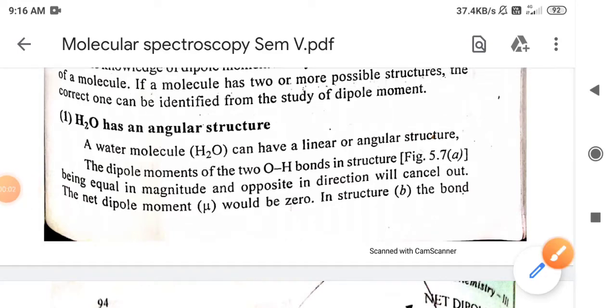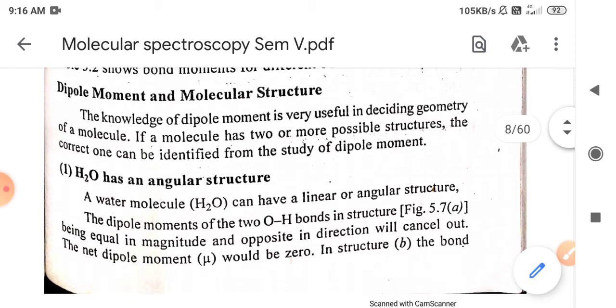So we have to see a few examples related to the dipole moment and what the applications of dipole moment are in this lecture. Okay. So dipole moment and molecular structure can be correlated with the help of the magnitude of the dipole moment value. Previously we have seen that for some molecules we get zero dipole moment, and for some molecules we get a definite dipole moment value.